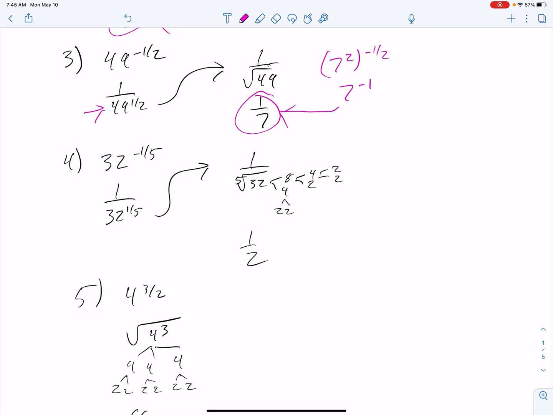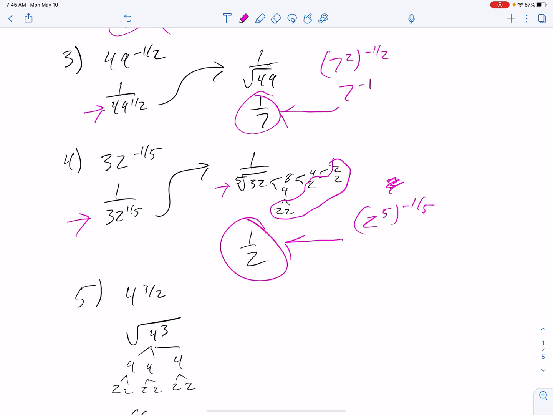32 to the negative 1/5, I can move it to the denominator, make it the 5th root of 32, which will eventually reduce to 5. Or 32 is 2 to the 5th, and 2 to the 5th to the negative 1/5 gets me 2 to the negative first, or 1/2.